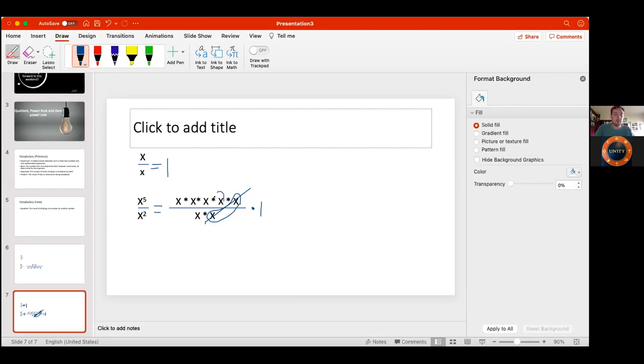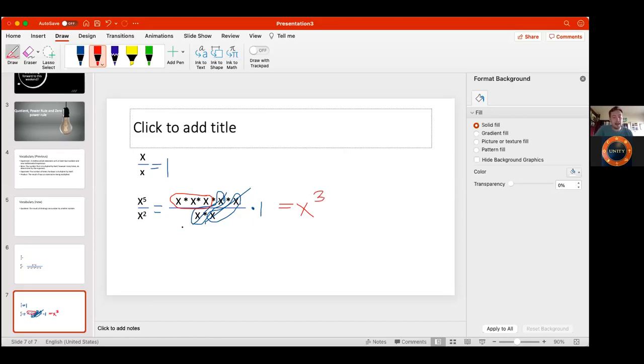And what do we know? We have another one, an x on the top and an x on the bottom. We can cross that out too. And we're left with these three x's. And this equals, of course, x. X times x times x is equivalent to x to the third.